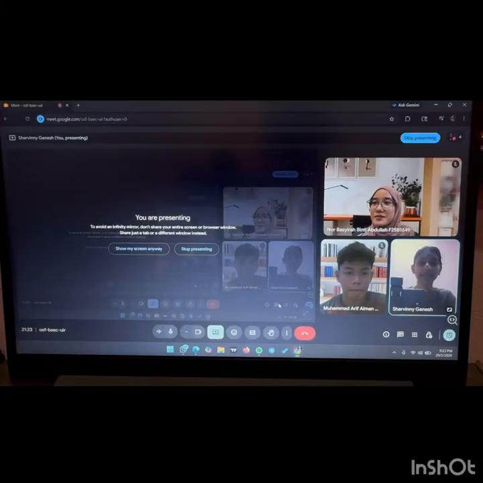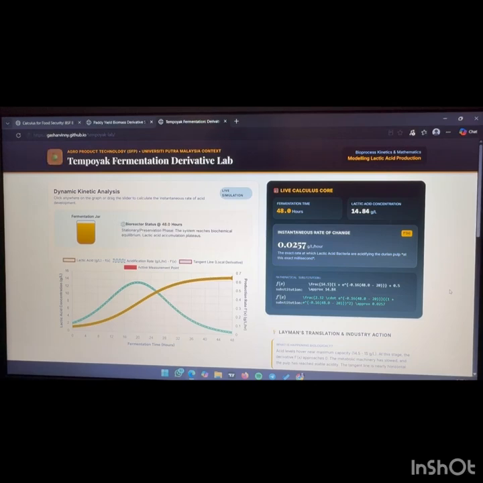So today I'm going to explain my project. Basically, I am the creator of the Tempoyak Lab Digital Framework. My research focuses on bridging the gap between traditional food microbiology and modern web technology by leveraging computational tools and accessible front-end architectures. This project maps, tracks, and visualizes the chemical and microbial pathways of spontaneous durian fermentation to unlock its potential application.